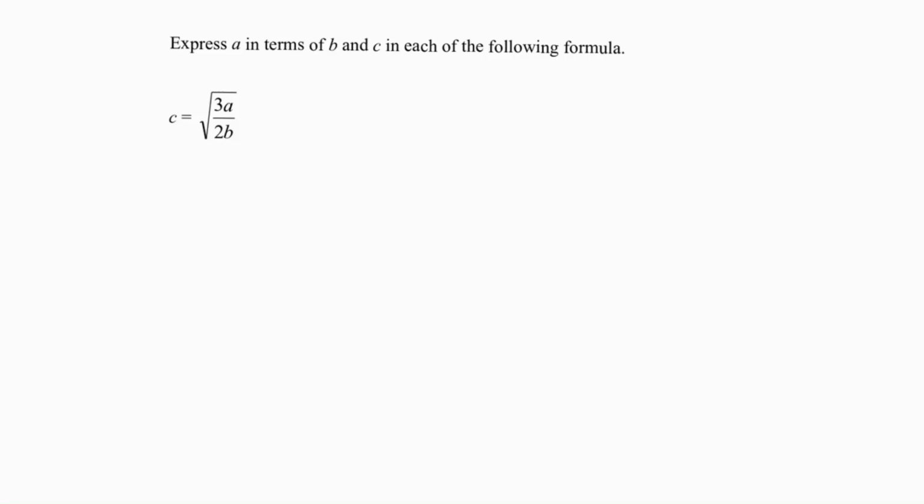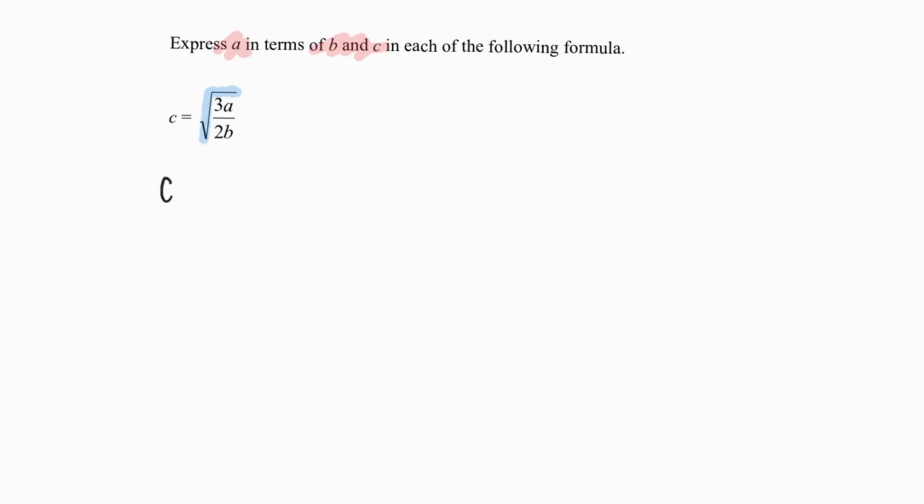Hello everyone, welcome to this video where we will need to express A in terms of B and C. This means that we are trying to make A the subject. Okay, I see a square root and A is inside. So the very first thing is I'm going to square both sides so that we don't see the square root anymore. Because I saw that there is this square root, we're going to make sure that we don't see this square root anymore.